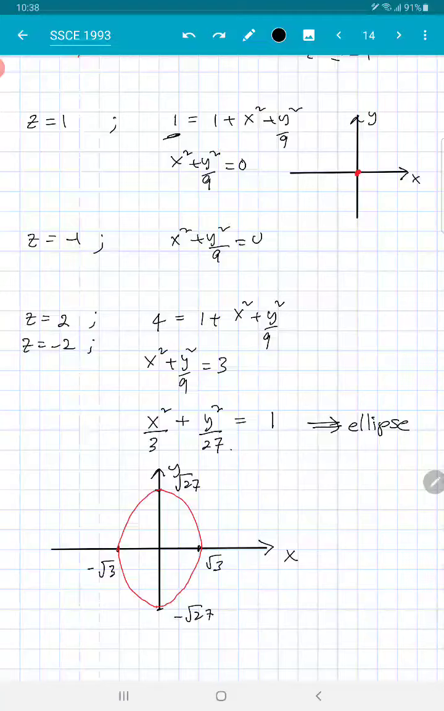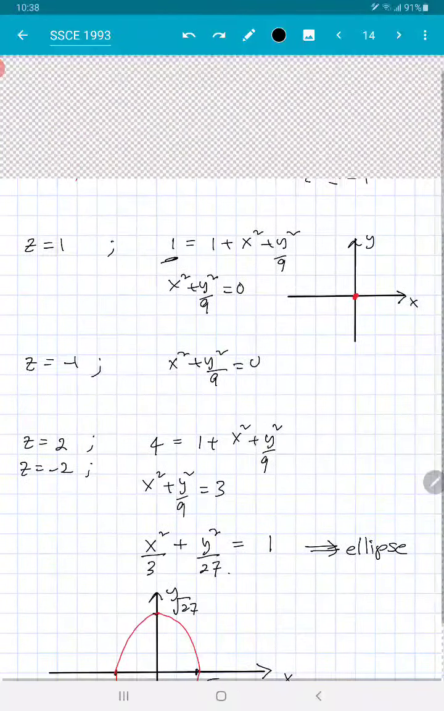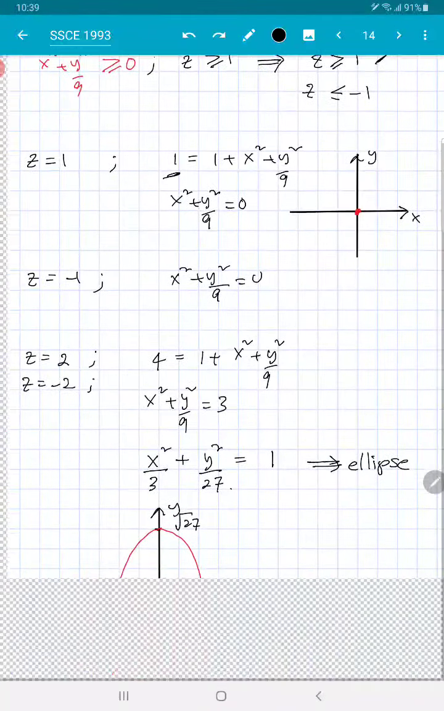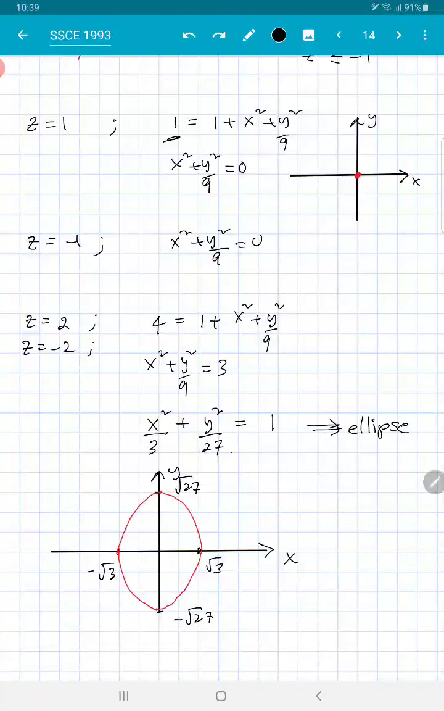Okay, so now we have 4 level curves. One is for z equals 0, one is for z equals 1 and negative 1. We only have 2 points there. And the other is for z equals 2 and negative 2. We have an ellipse of the same size. Okay, now we need the view from the front and the side.